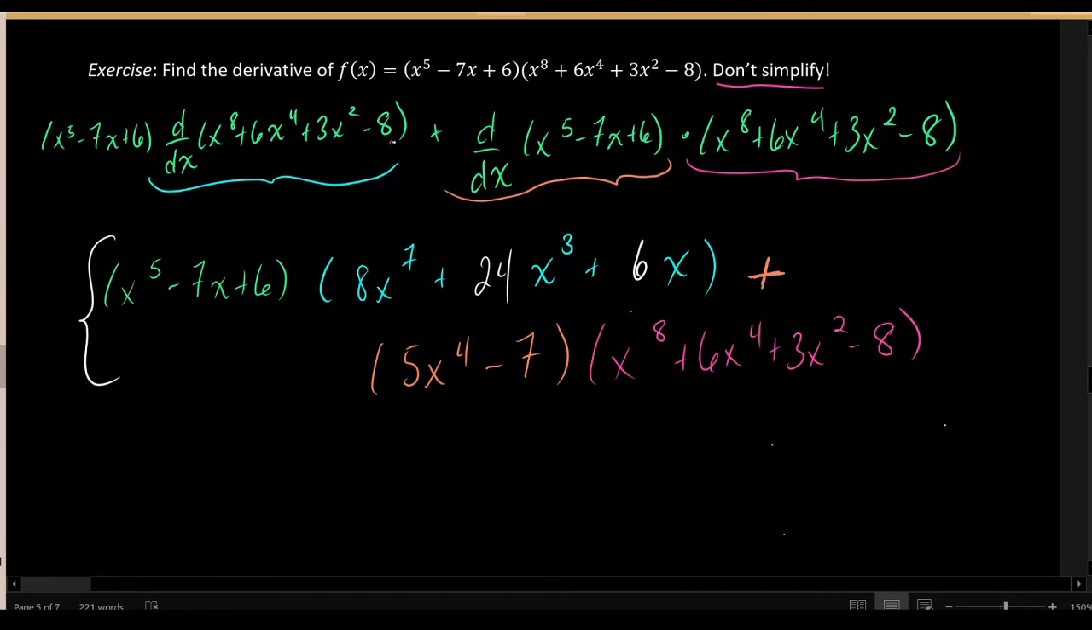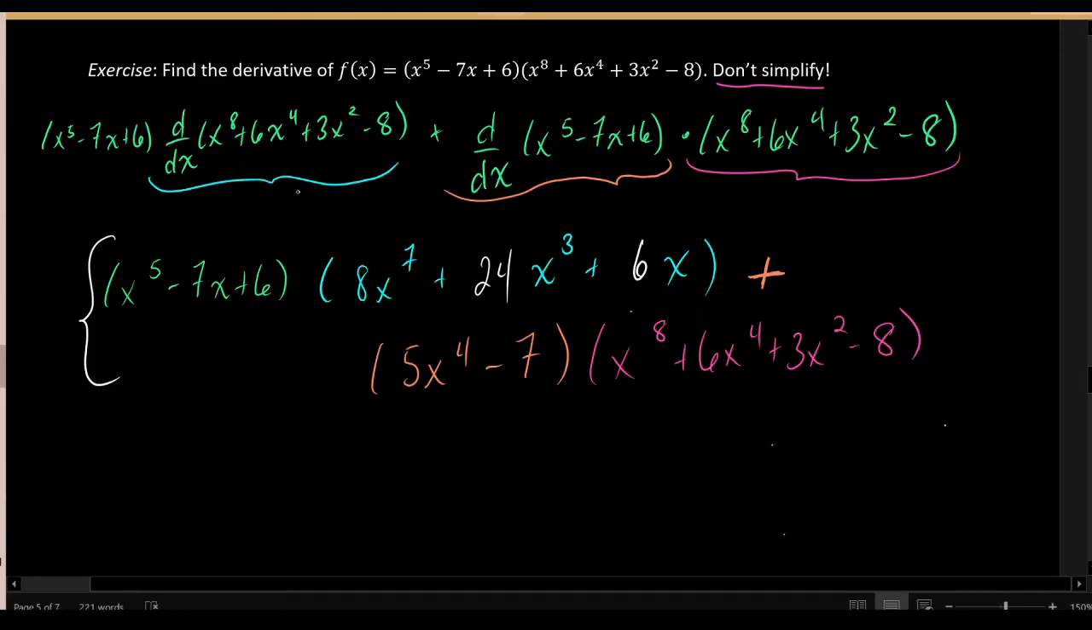So this, based on these instructions, is a perfectly valid solution to the question, find the derivative of f of x equals this monstrous product. Boy, that escalated quickly. I mean, that really got out of hand fast. First factor times the derivative of the second, plus the derivative of the first times the second.